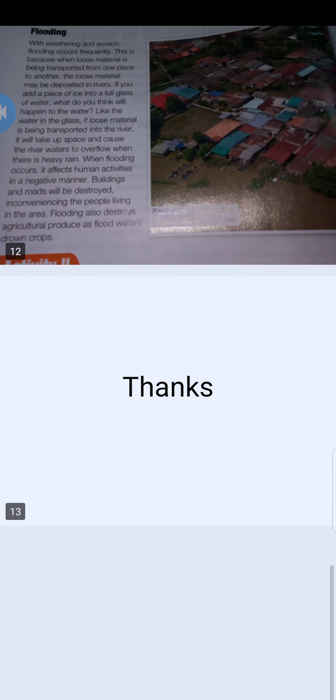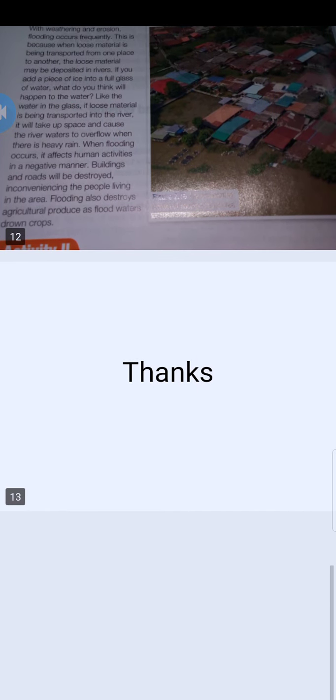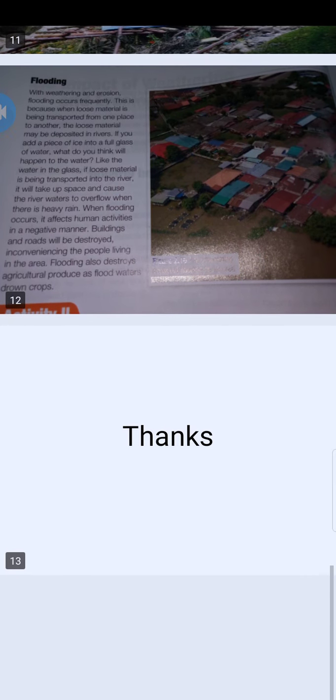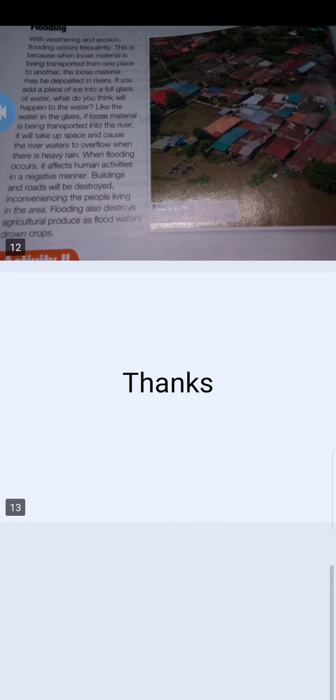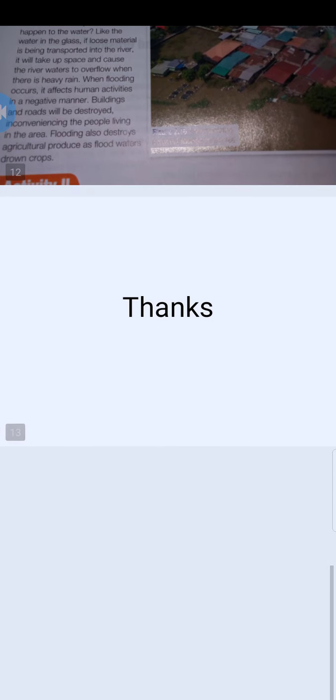Next is flooding. With weathering and erosion, floods occur frequently. This is because when loose material is being transported from one place to another, the loose material may be deposited in rivers.